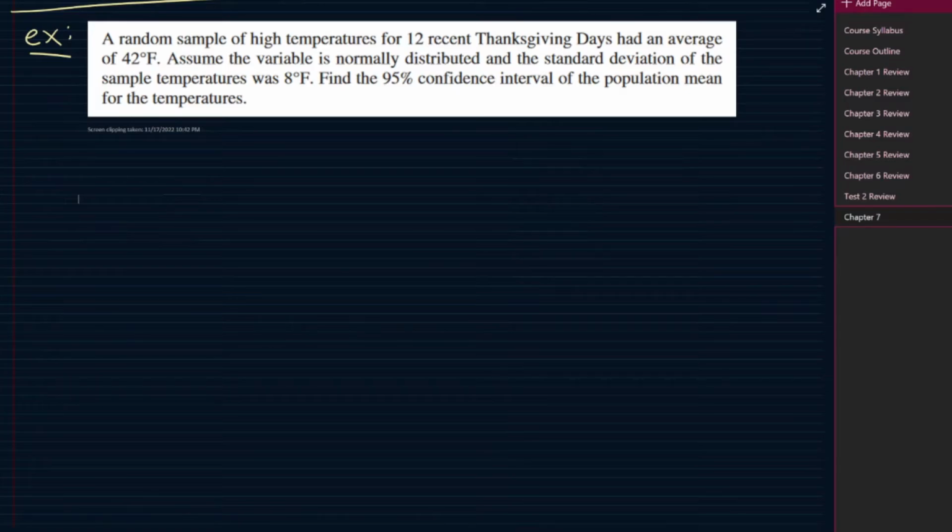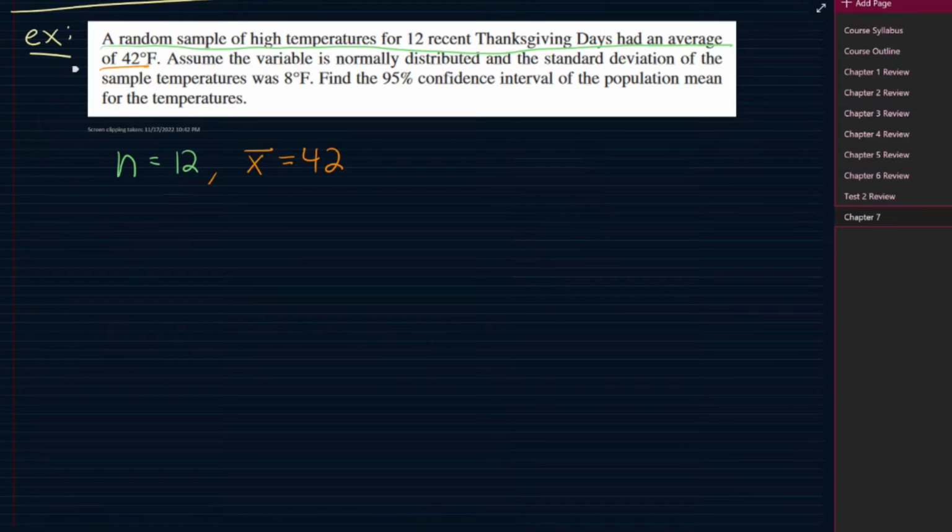So let's just read through the problem like we usually do, and when we see a variable, we write it down. A random sample of high temperatures for 12 recent Thanksgiving days, that's our n. They had an average of 42 degrees Fahrenheit. The average of the sample, that's x bar. Assume the variable is normally distributed and the standard deviation of the sample temperatures was 8 degrees Fahrenheit.